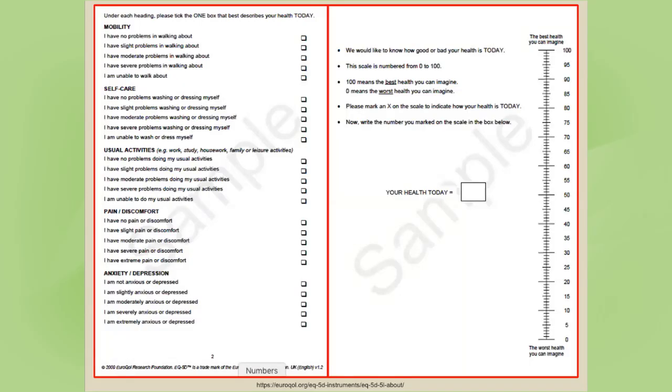And this is the VEINES-QOL 5D5L. You'll notice there are 5 dimensions, and there are 5 levels for each dimension. And on the right-hand side is the scale where 100 is the best health one can imagine, 0 is the worst health, and the patient is asked to score their health.